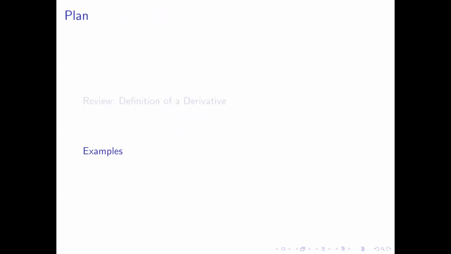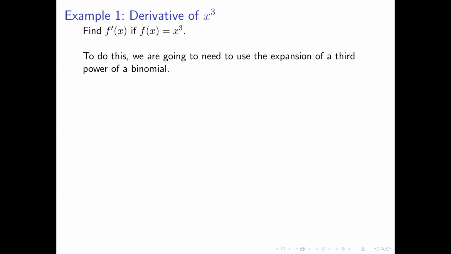Let's take a look at a few examples involving finding a derivative of a function. The first one we'll look at will involve finding the derivative of the x cubed function. So our goal here is to find f prime of x, given that f of x is equal to x cubed. And we're going to need to use the formula for expanding a third power of a binomial.